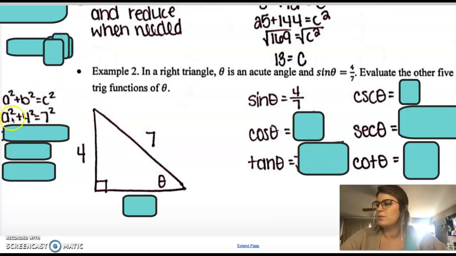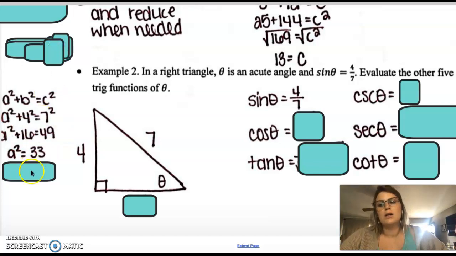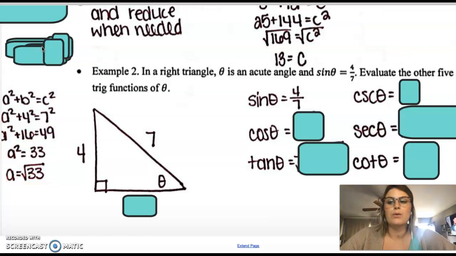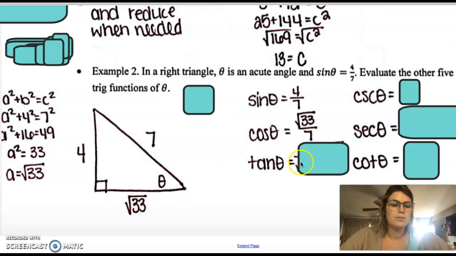So we have A squared plus 4 squared equals 7 squared, which will give us A squared plus 16 is 49. Subtract 16 from both sides, you get 33. And so A is the square root of 33. You can't break that down, so we just leave it. So the adjacent side is the square root of 33. Okay, cosine. That's adjacent over hypotenuse. So again, adjacent is the square root of 33/7.